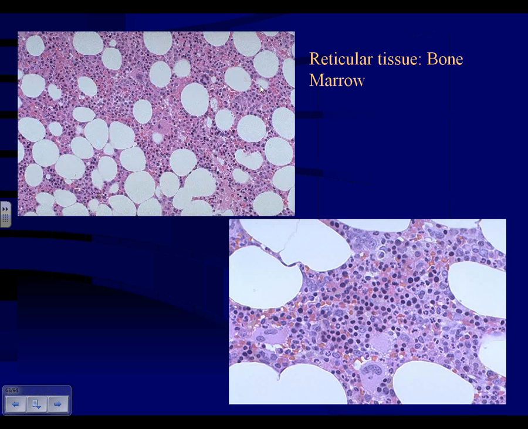But you're going to have a jumble of different cell types in the bone marrow, which will be addressed in later lectures. But just to be brief, there should be an admixture of large megakaryocytes. These are the cells that make platelets. You're going to have erythroid precursors, so the cells that are going to go on to become red blood cells, and the cells that are going to go on to become mature white blood cells. And you're going to see a jumble of these in the bone marrow.